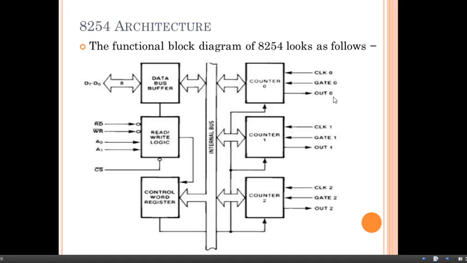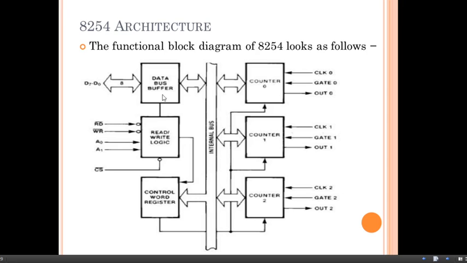is there, out 0. Each counter is internally connected with the internal bus of 8254. The data bus buffer as well as the control word register are also connected with this internal bus of 8254. Here it is bidirectional; it is only from the internal bus to the control word. These are again bidirectional lines for connection of the internal bus with the counters.